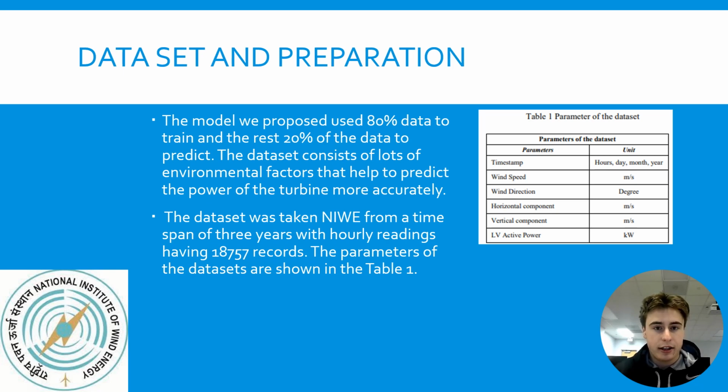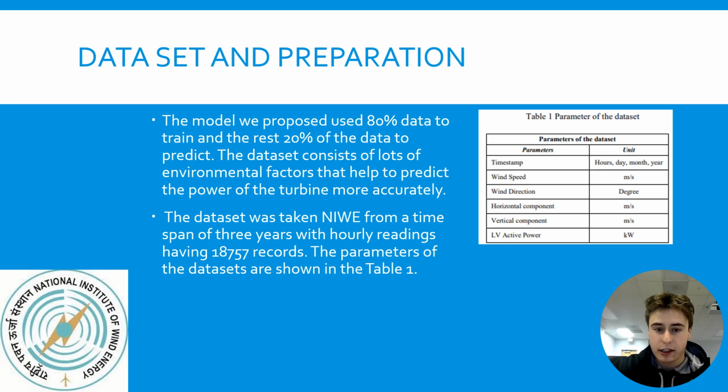Now, the data set that the paper applied was from the National Institute of Wind Energy, from a time span of 3 years with hourly recording, which had about 18,757 records. And the parameters the paper used were timestamp, the hours, days, month, and year, the wind speed in meters per second, and the wind direction, degrees, horizontal component, vertical component, LV active power. So these were all the parameters that the data set used.